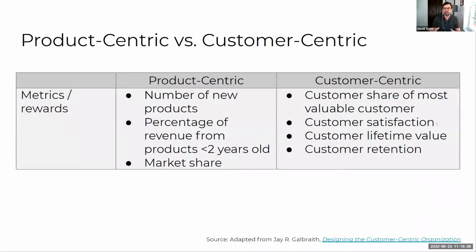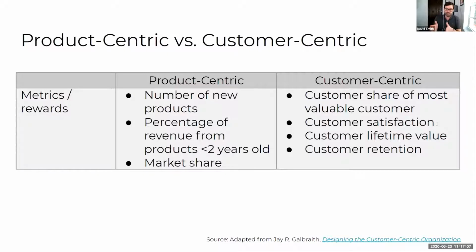So this leads to perhaps rethinking how you even align your company. Many companies, especially startups, think, I've got a product that I want to build, right? And you think about your feature backlog and the number of new products that you build, how much revenue those products are generating, and what kind of market share those products are getting. So that is a product-centric view of the world.